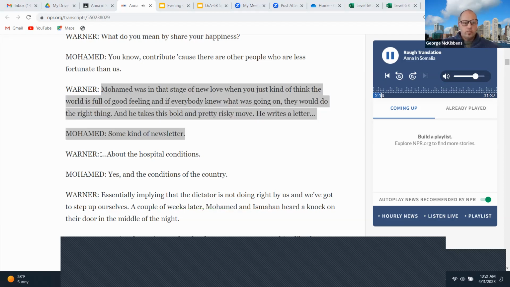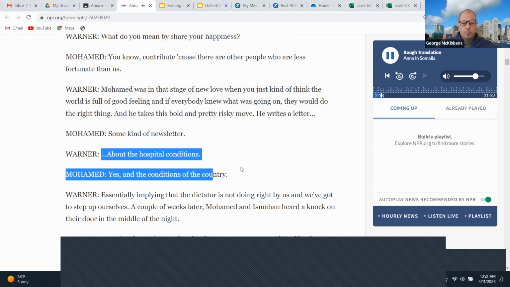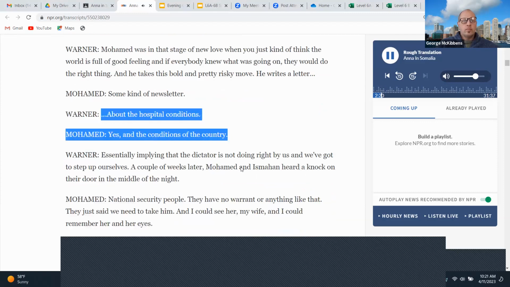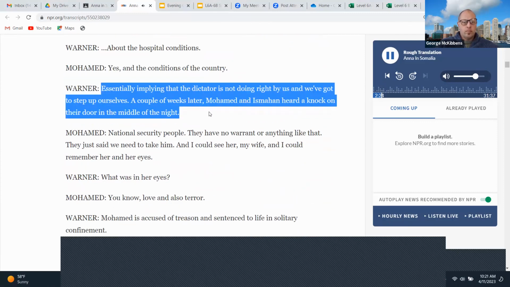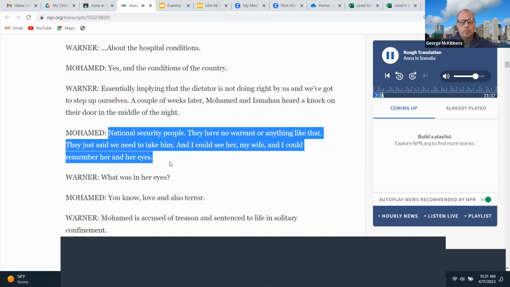He writes a letter. Some kind of newsletter. About the hospital conditions. Yes, and telling the conditions of the country. Essentially implying that the dictator is not doing right by us, and we got to step up ourselves. A couple weeks later, Mohammed and Isman heard a knock on their door in the middle of the night. National security people. They don't have no warrant or anything like that. They just said, we need to take him.